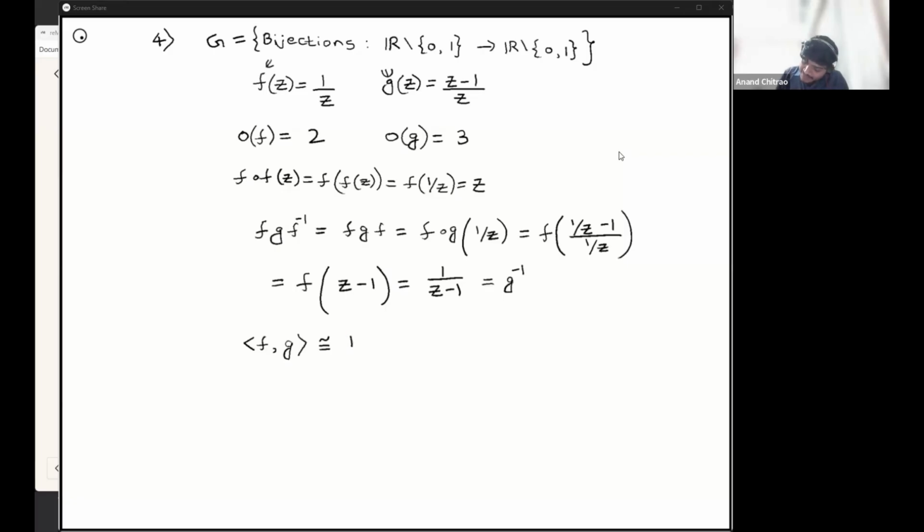This resembles D3, right? This is your R, this is your S. And S, R, S inverse is R inverse.